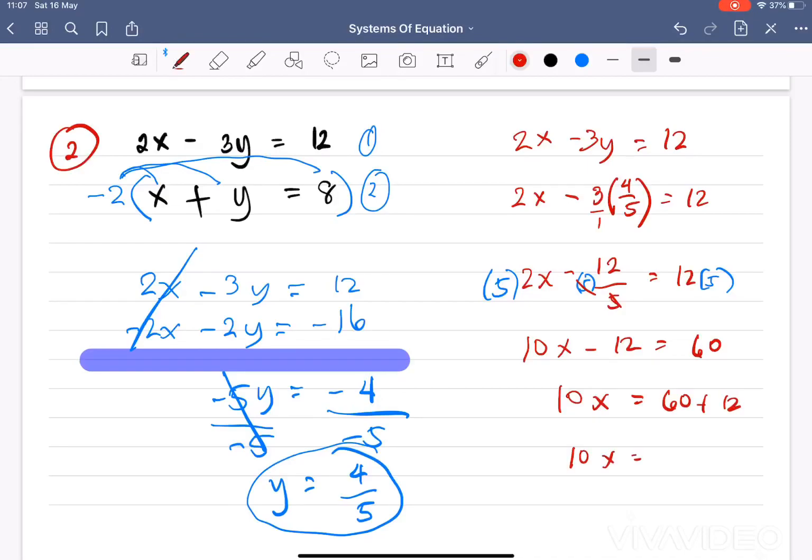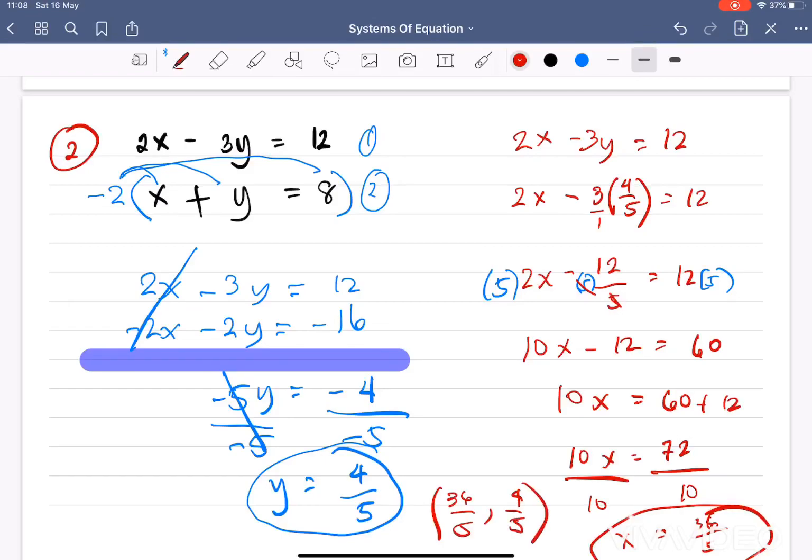10x equals 60 plus 12. 10x is equal to 72. Divide both sides by 10. x now is equal to 36 over 5. So these are the values. Our ordered pair now is 36 over 5 and 4 over 5. Got it?